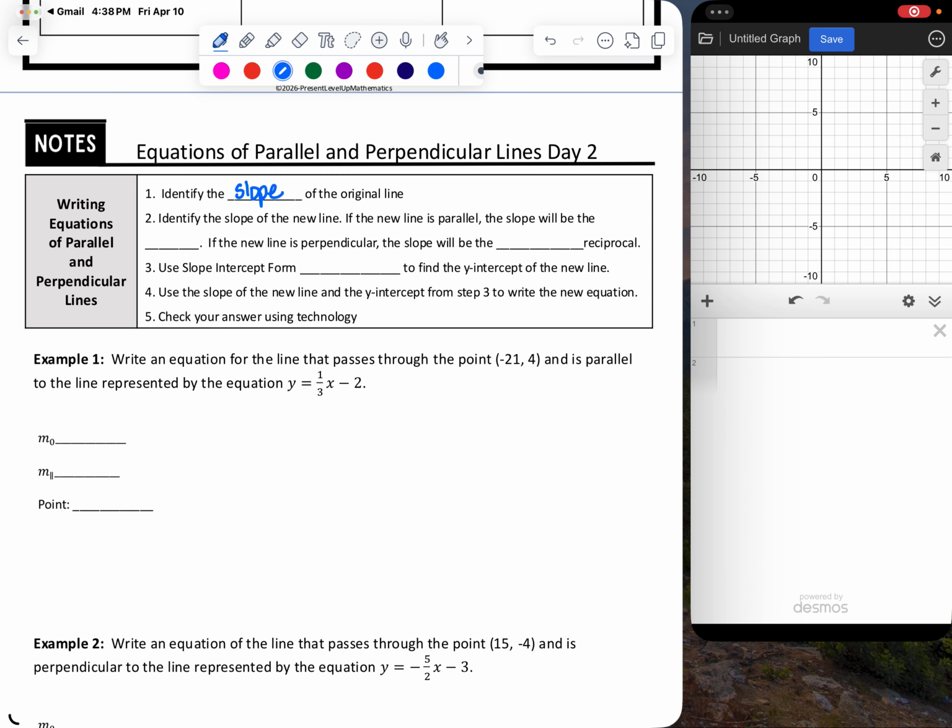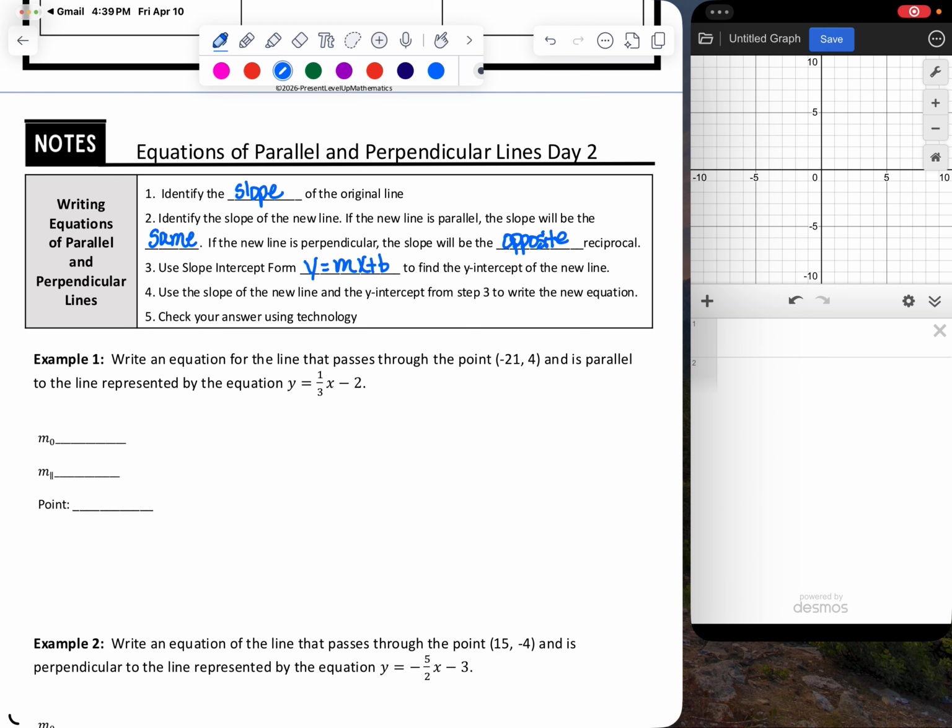In step 2, you're going to identify also the slope of the new line. If this new line is parallel, the slope will be the same. If the new line is perpendicular, the slope will be the opposite reciprocal. Then, in step 3, you're going to use slope-intercept form, y equals mx plus b, to find the y-intercept of the new line. In step 4, you'll use the slope of the new line from step 2 and then the y-intercept from step 3 to write your new equation.